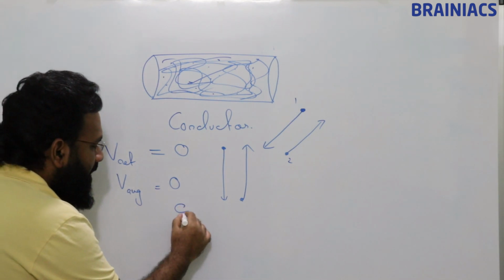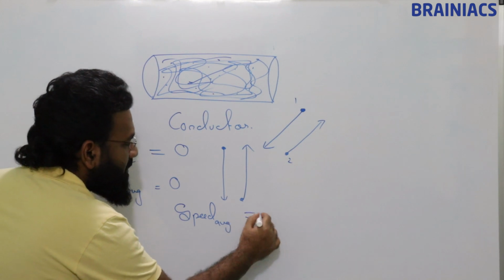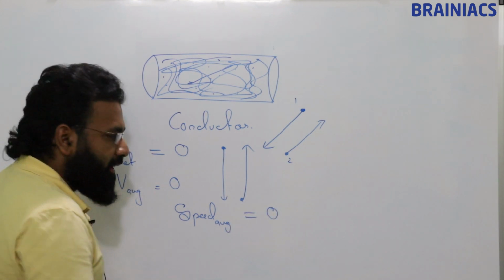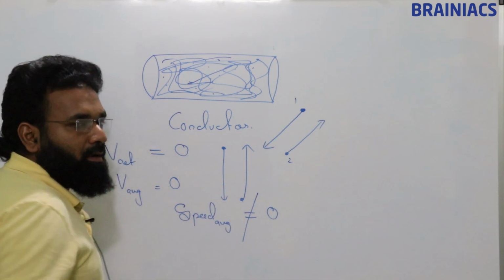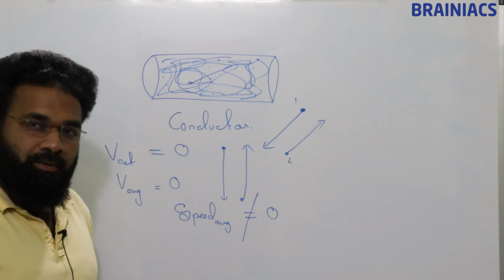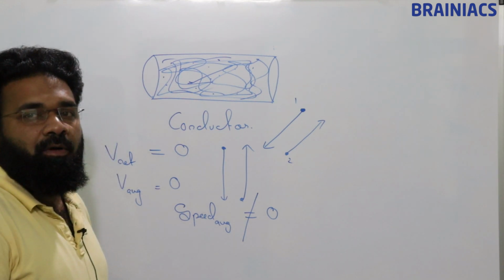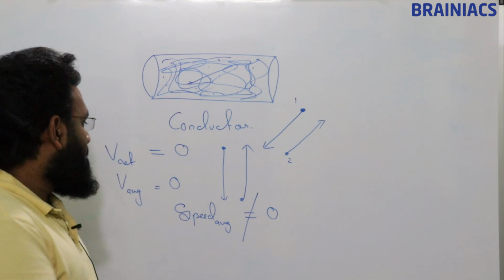Can we say average speed is equal to 0? Is it correct? No, never. This is wrong. Average speed is not equal to 0. But velocity, if we consider, net velocity will be 0.